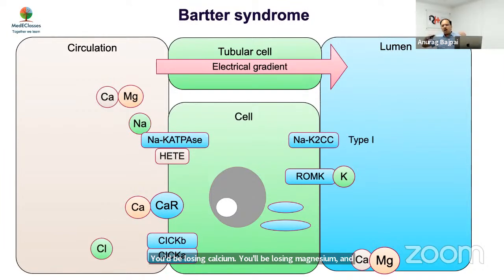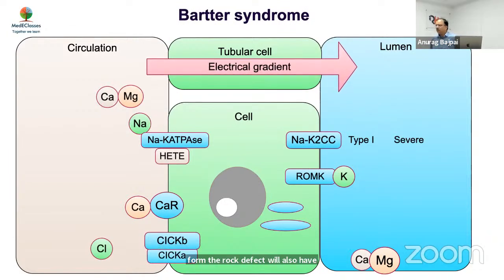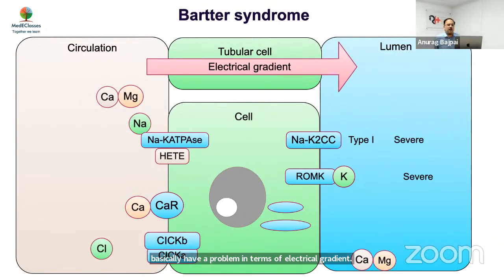So you now have multiple places where you will have manifestations like Bartter syndrome, or you can say phenocopies or variants of Bartter syndrome. The most severe form is the sodium-potassium-2-chloride channel defect, which is the type 1 severe form. The ROMK defect will also have a severe form, which will basically have a problem in terms of electrical gradient, and you will be losing again from that perspective.